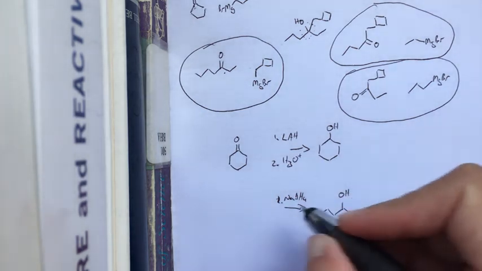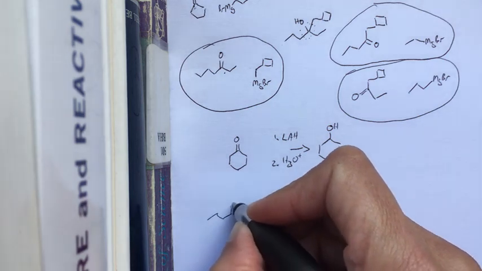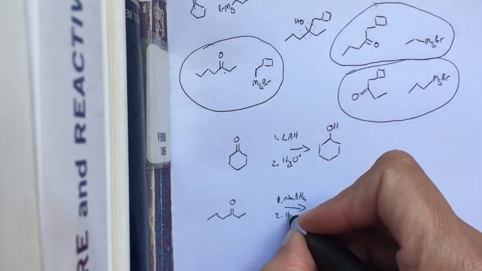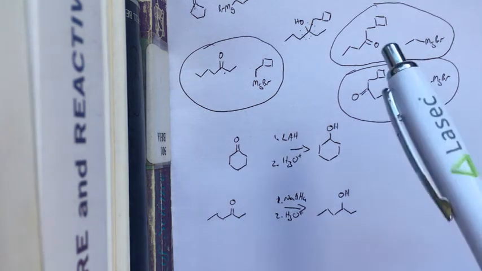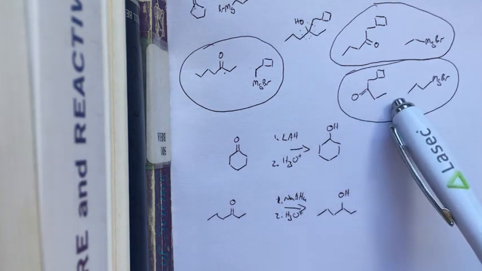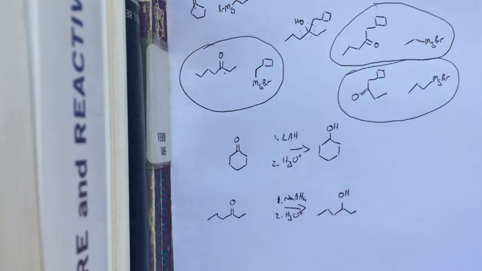Okay, and that must again have come from the ketone. Oops, sorry, I need to put in aqueous acid there. So again, particularly with the Grignard reactions, you've got to count your carbons. It's very, very easy to make a mistake with those reactions.